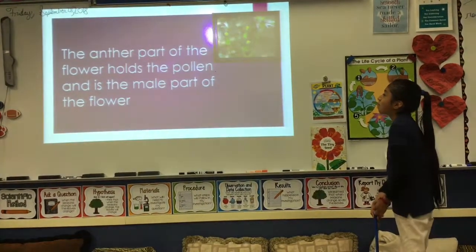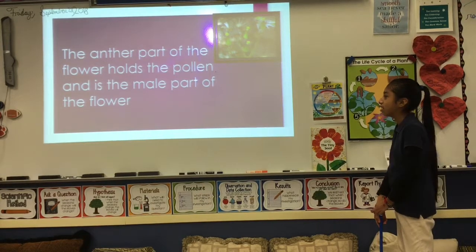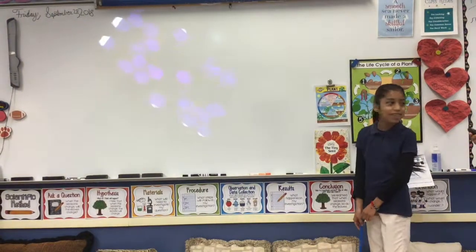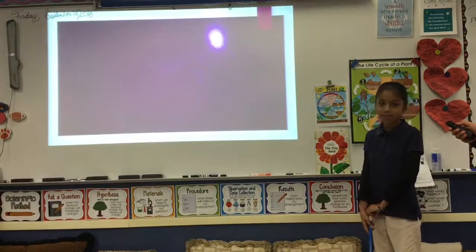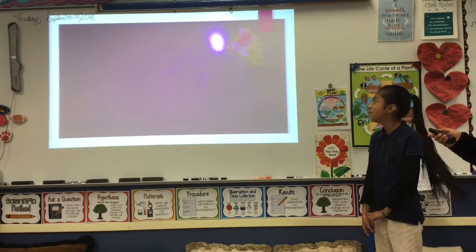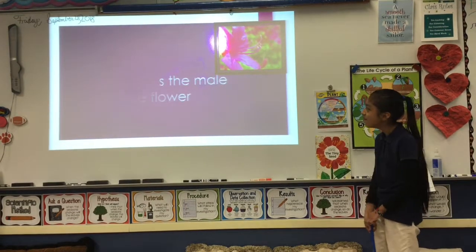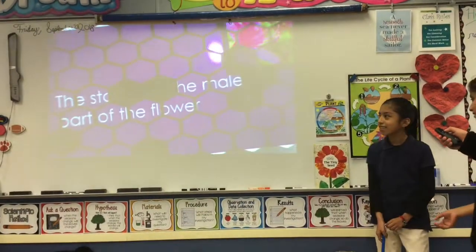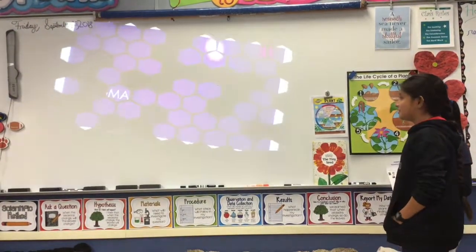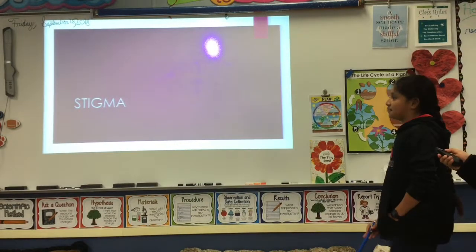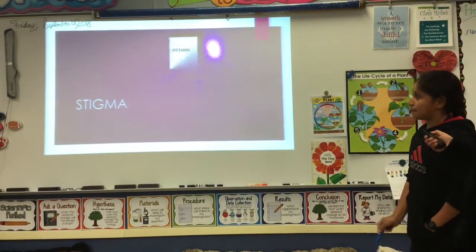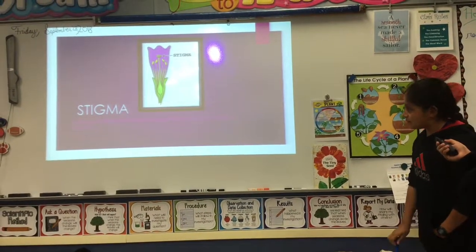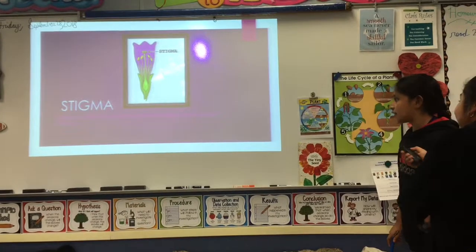The anther part of the flower holds the pollen and is the male part of the flower. The stamen is the male part of the flower. Stigma. The stigma is the female part of the flower and is sticky and catches pollen.